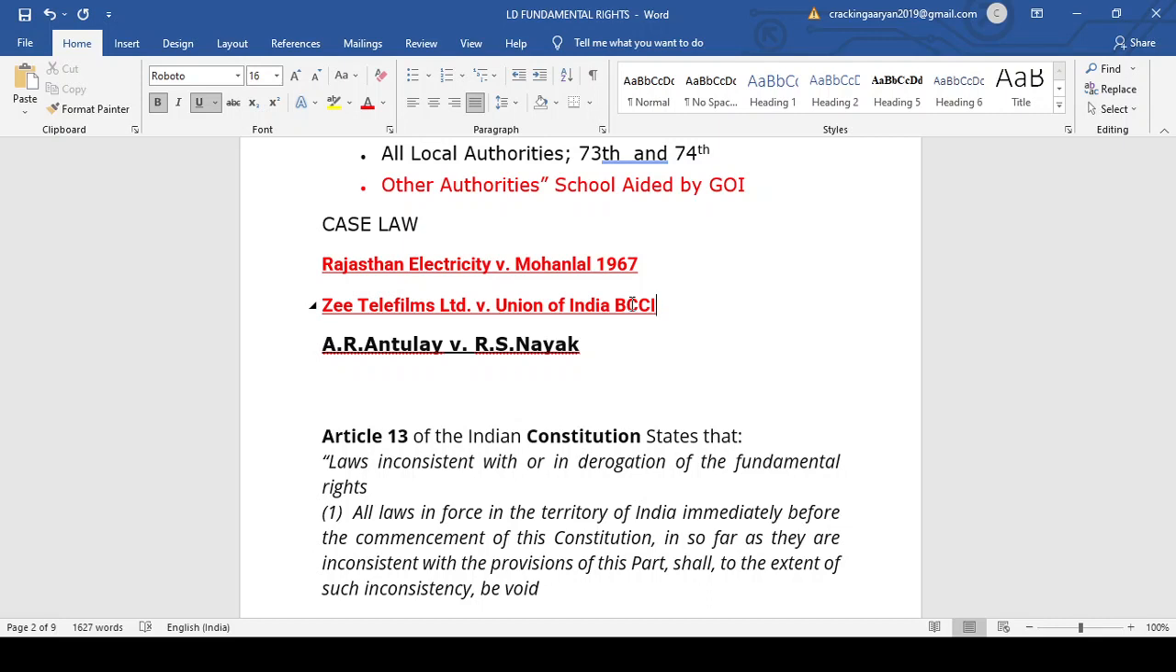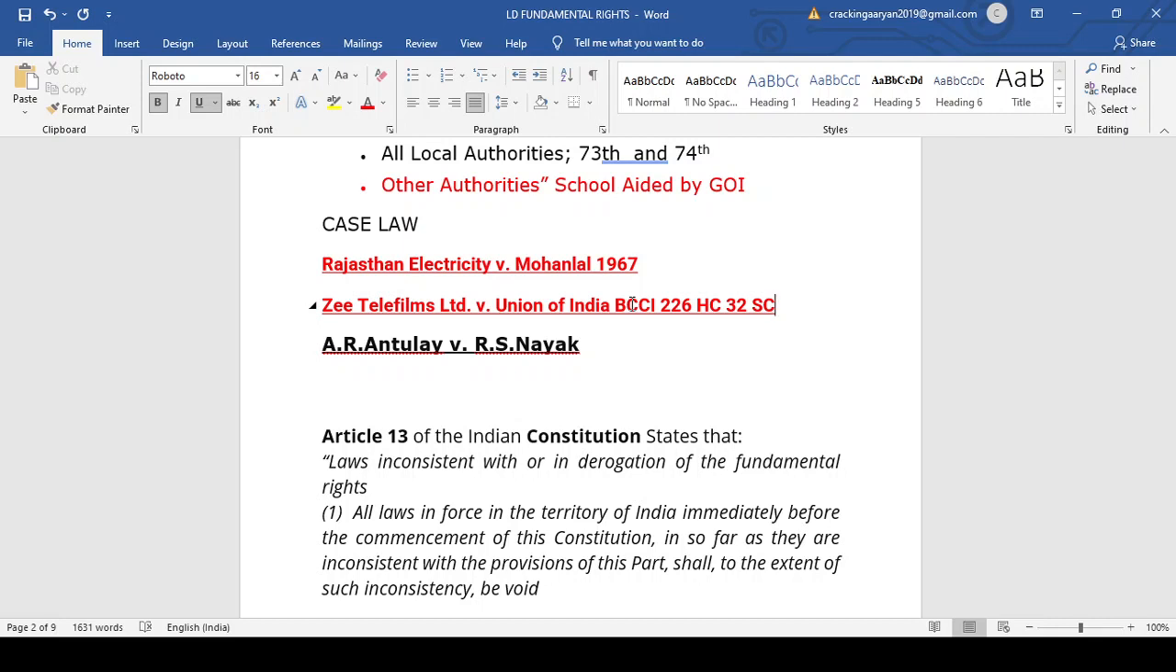In this case, the Supreme Court held that BCCI can be considered as a state, but it can only be taken into consideration under Article 226 of the High Court, not under Article 32 of the Supreme Court. Now, what is this? See, whenever any of our fundamental rights is violated, we can directly move to the Supreme Court under Article 32 of the Indian Constitution, which we are going to discuss today, if time permits. So Article 32 tells that the moment a fundamental right of any citizen is violated, he can move to the Supreme Court, or the person can move to the High Court under Article 226 of the Constitution.